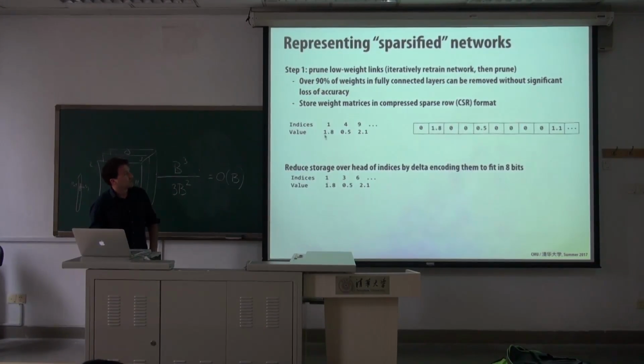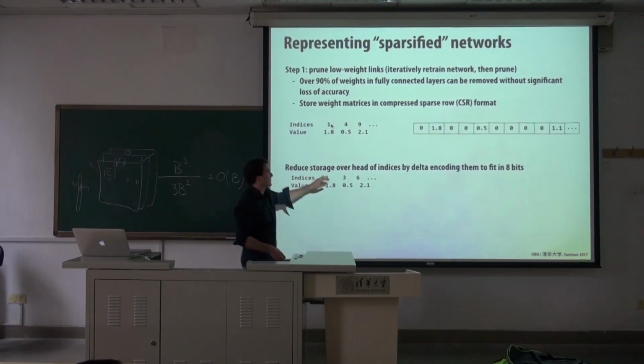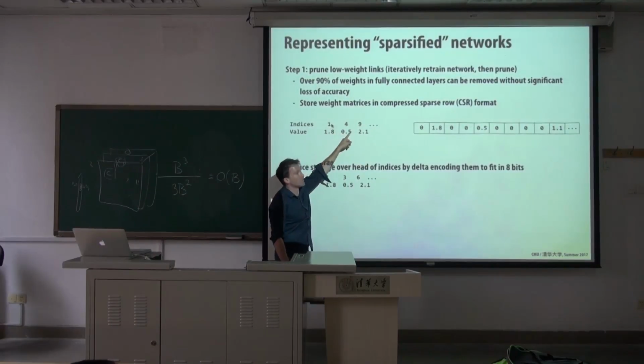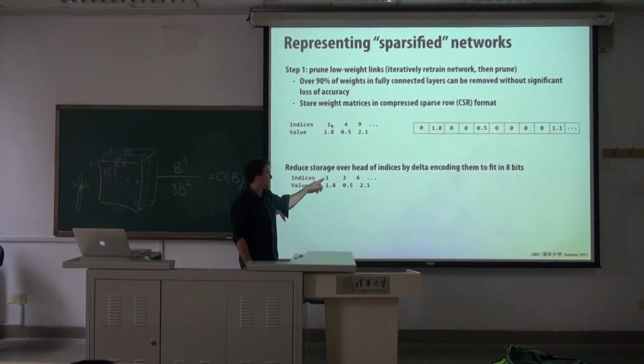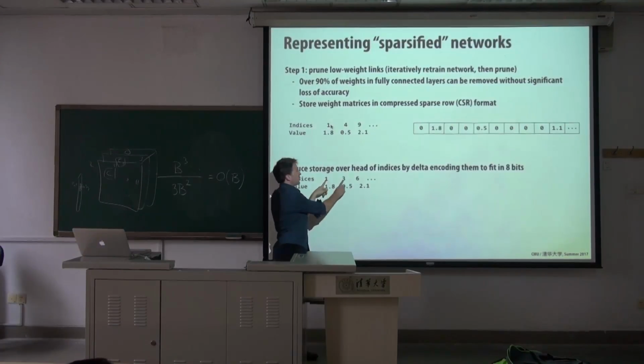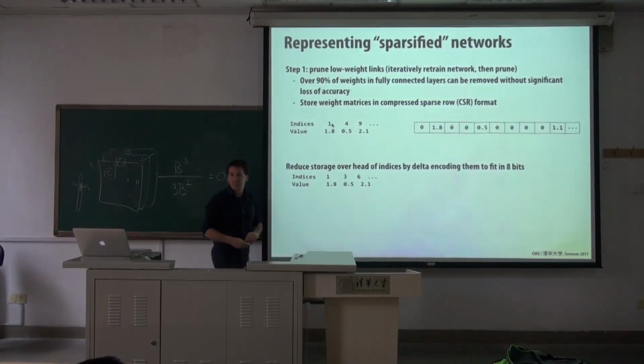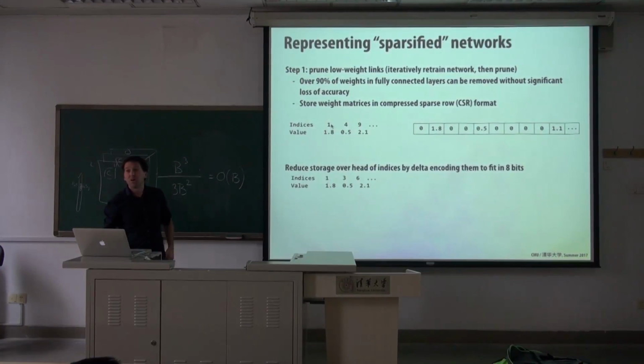You can reduce the storage overhead of these indices by encoding just the difference between consecutive indices. So if the non-zeros are 1, 4, 9, we can encode that as 1 plus 3 to get 4, plus 6 to get 9. And the deltas are much smaller.